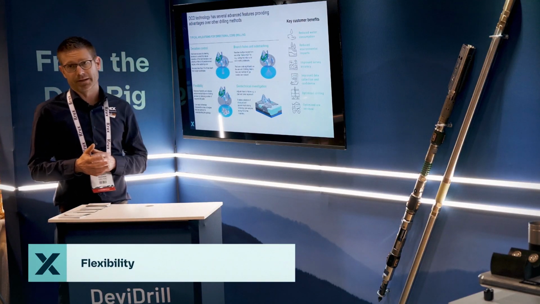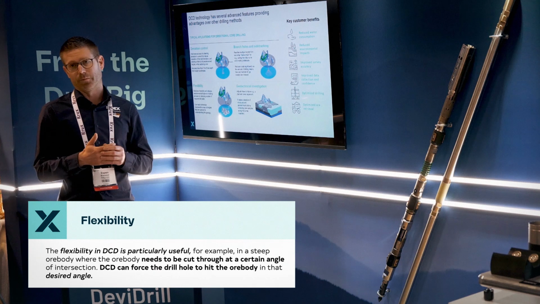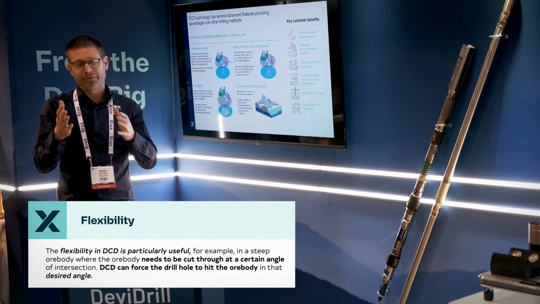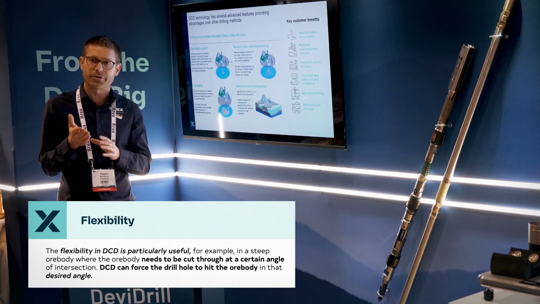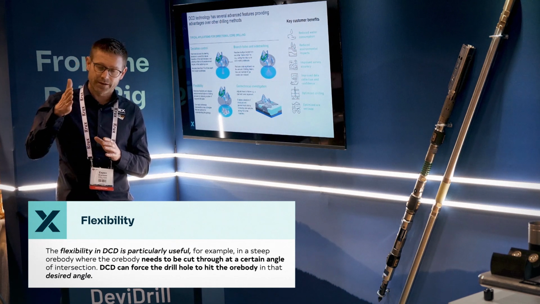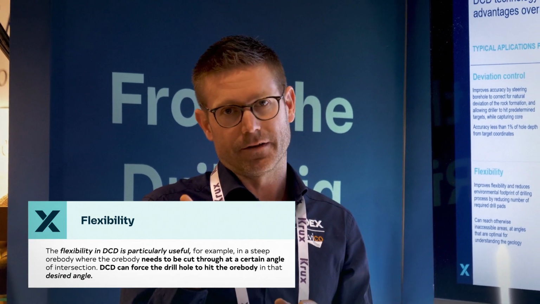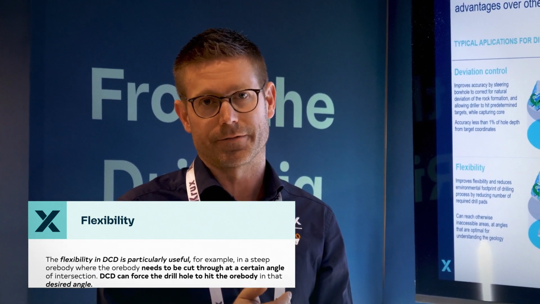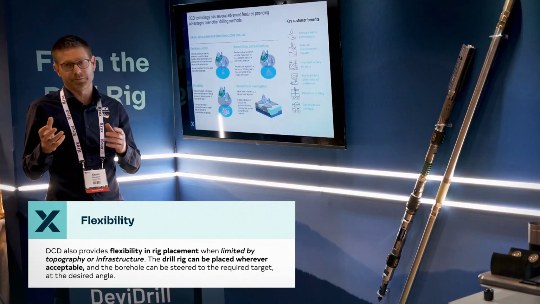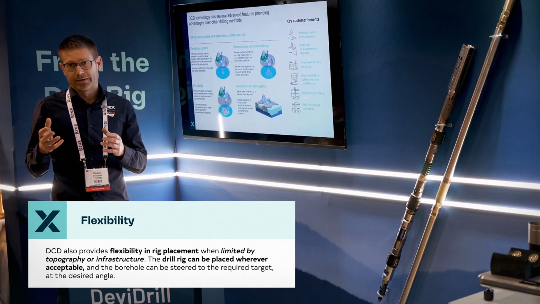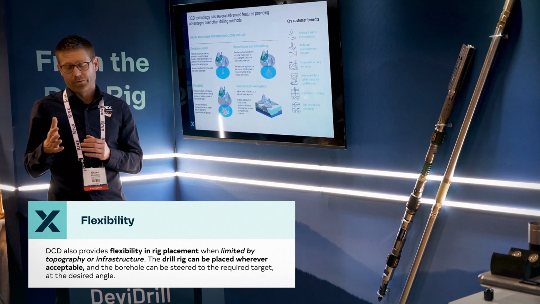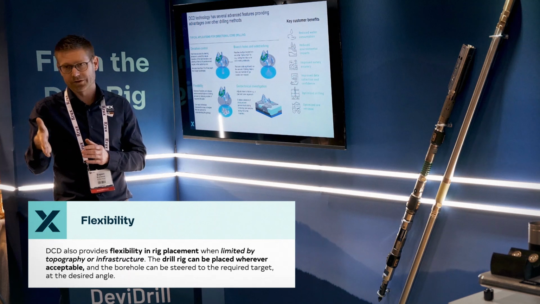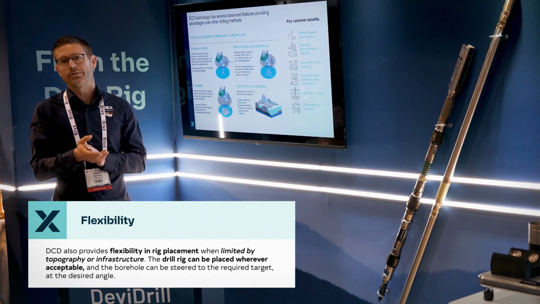And then the flexibility is also becoming more and more applicable, where if you have a steep ore body, for instance, and you want to cut through that ore body in a certain intersection angle, we can force the drill hole to hit your ore body in that angle you would like. Or if you need to have flexibility in where to place your rig, that could be because of topography or because of infrastructure or anything else. You can put the drill wherever you like and we can steer the borehole into the area that you need.